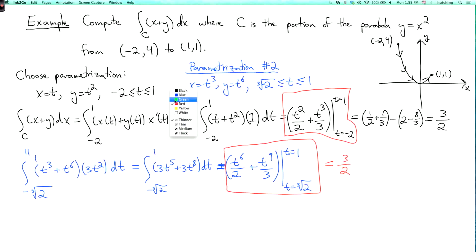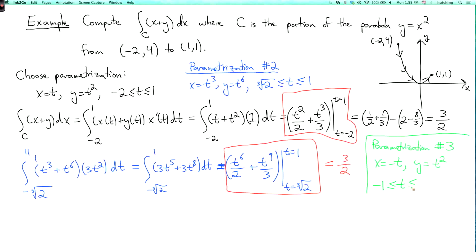All right, now let's try a third parameterization. So let's put it over here. So parameterization number 3. So now we're going to go backwards. So we're going to say x equals minus t, and y is the square of that, which is still t squared. So t is going to start at minus 1, that's where x equals plus 1, and it's going to go up to 2, which is where x is minus 2.